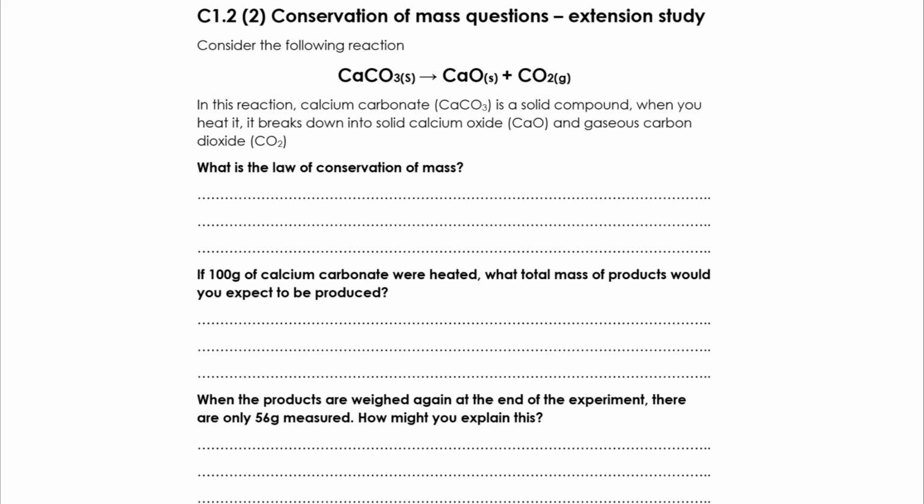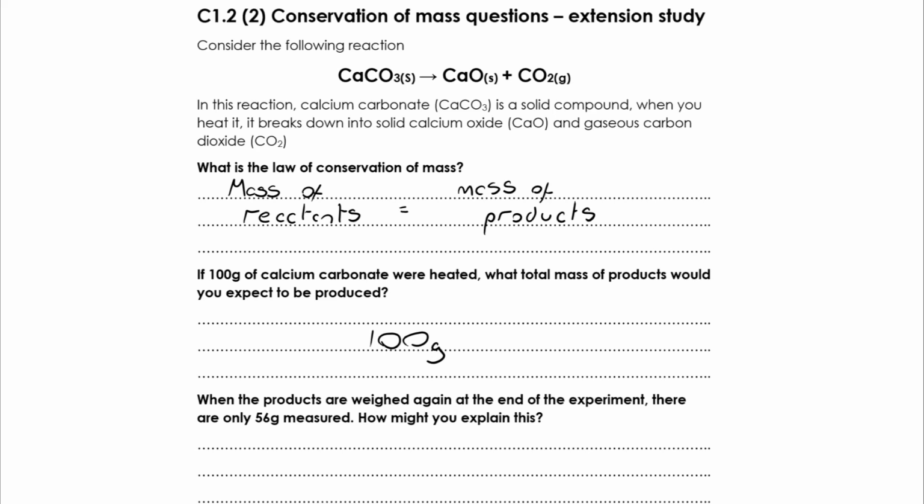And now let's take a look at the answers. So the law of conservation of mass is that the total mass of reactants is equal to the total mass of products. We are merely rearranging atoms, we're not creating anything new. So if I start with 100 grams of calcium carbonate and I heat it, I would expect there to be 100 grams of product. Now, when I actually weigh the product, there's only 56 grams.